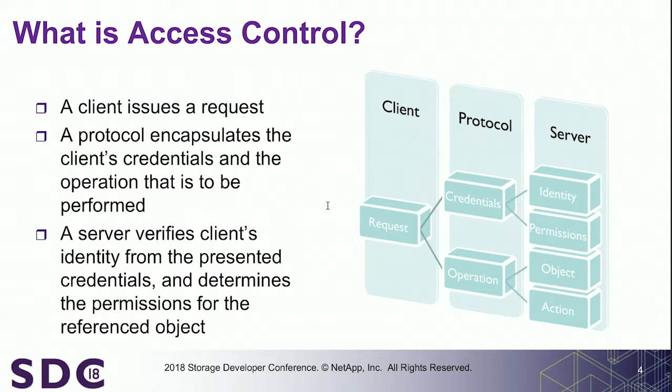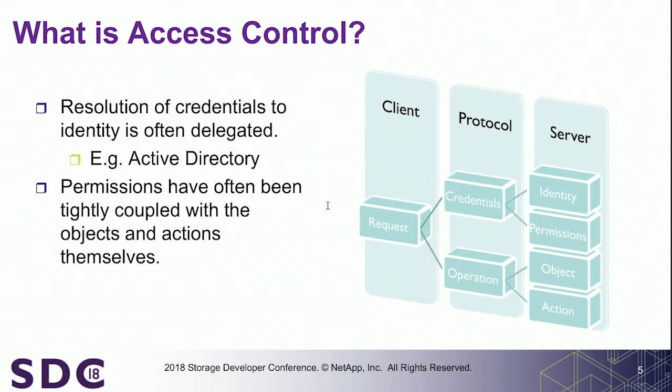That then gets to a storage server, which then determines what my identity is from the credentials. That's that authorization delegation that typically happens. It then looks at the permissions related to the object and the action I'm requesting, delete this file, and determines, OK, that can be done, or nope, that's not allowed. The resolution of the credentials, as I mentioned, is often delegated. And permissions have often been tightly coupled with the objects and the operations themselves.